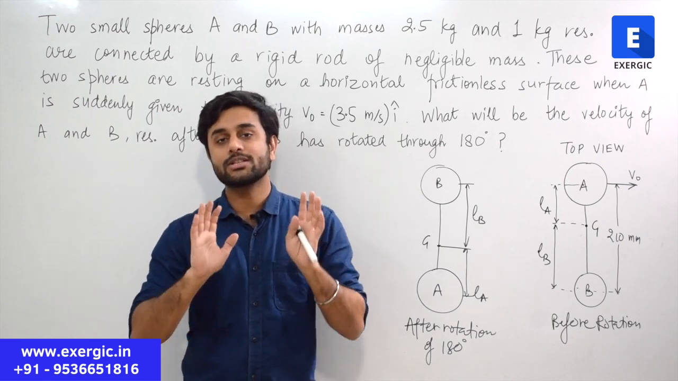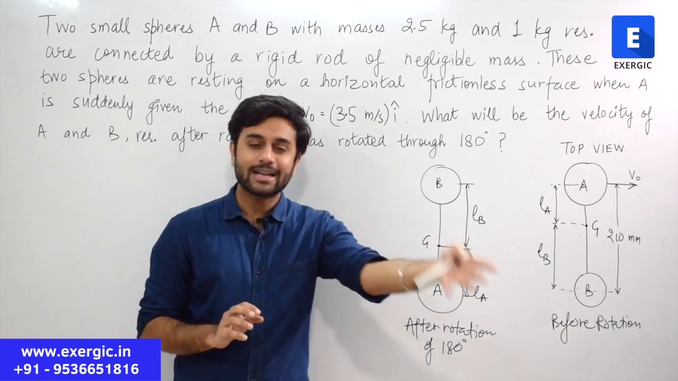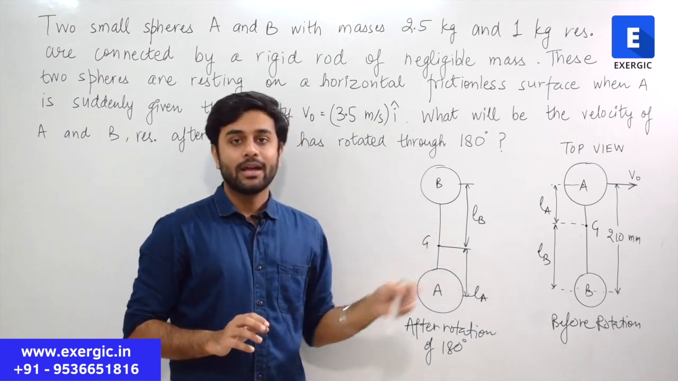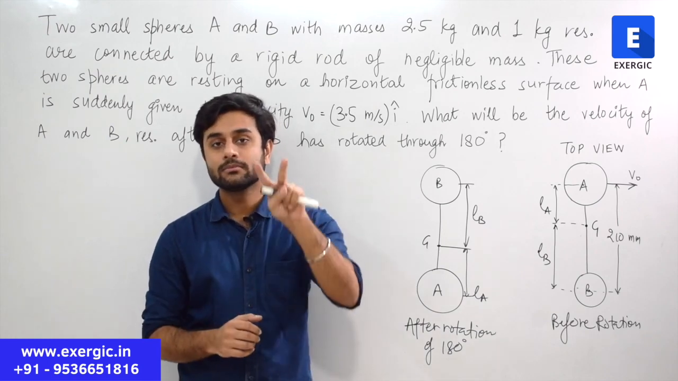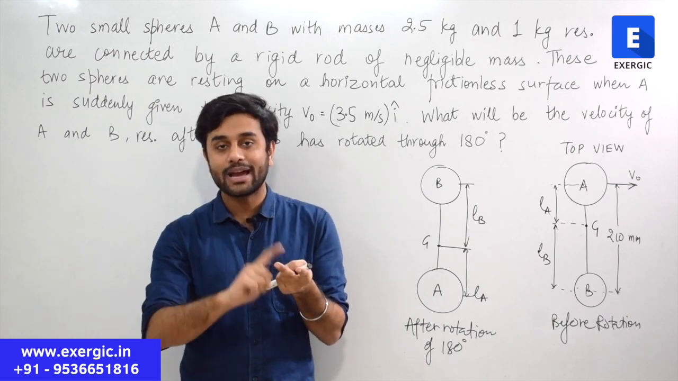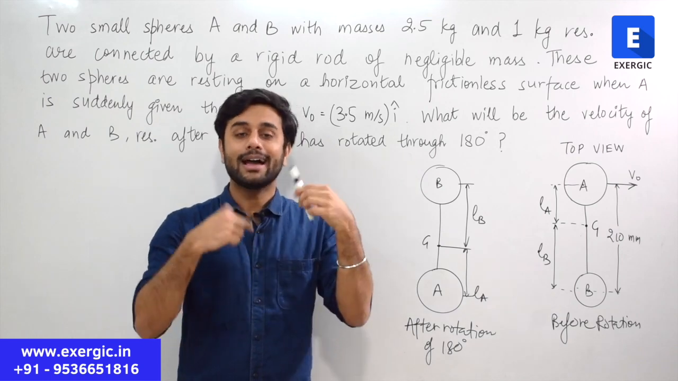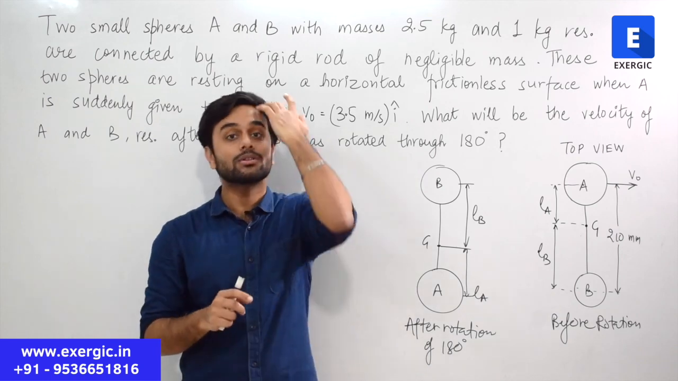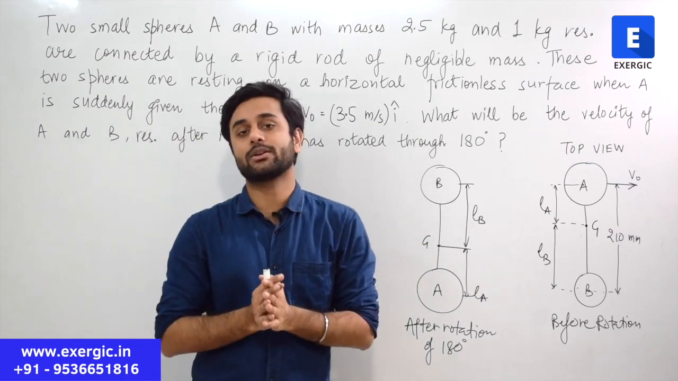How many velocities do you need to find out? Two unknowns, VA and VB, at the final state, at this state. And how many equations can you form by using conservation of momentum? Two. Conservation of linear momentum and conservation of angular momentum, since both translation, linear motion, as well as rotation is happening. So both those equations can be applied. Two equations, two unknowns, a straightforward question.